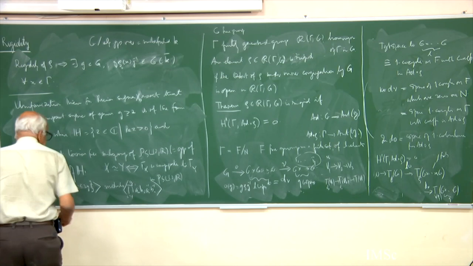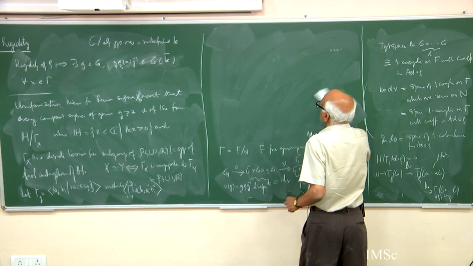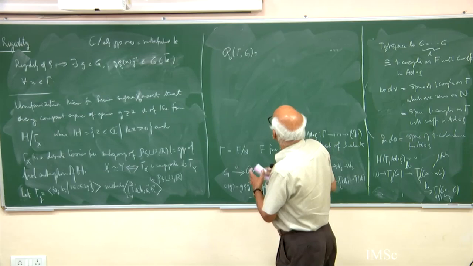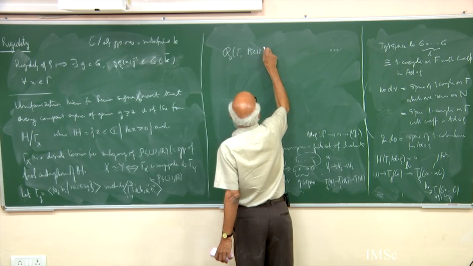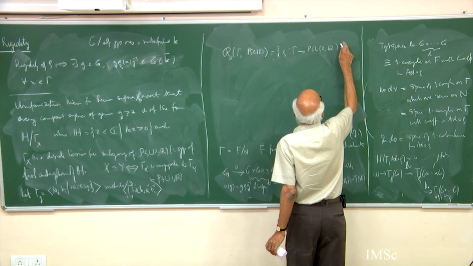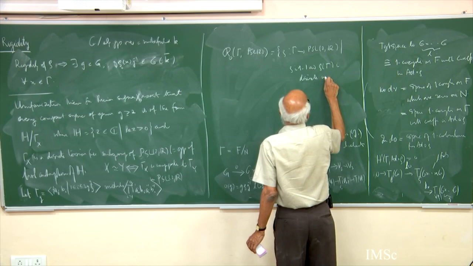then look at R, let me write R of gamma_g, to be the set of homomorphisms rho from gamma to PSL2(R) with the property that rho is one-to-one and rho(gamma) is discrete in PSL2(R).